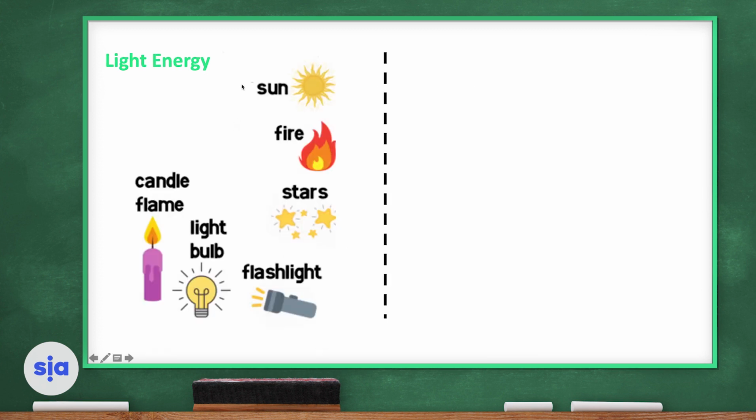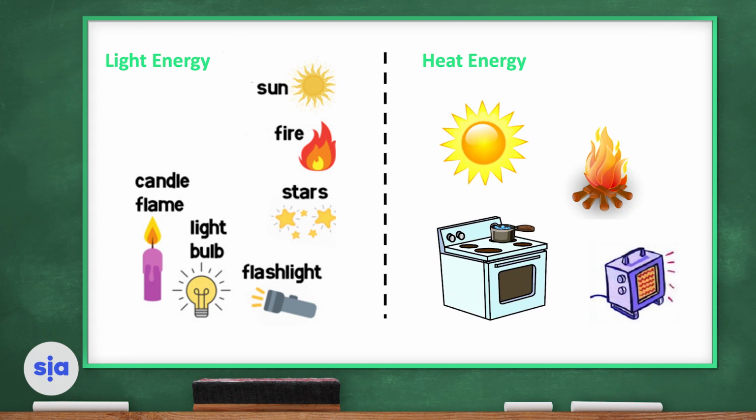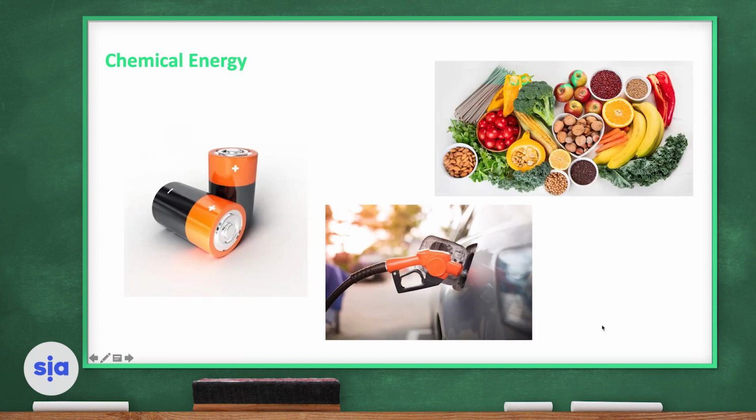Light energy. Light could be natural as the sun, stars, and could be artificial like campfires, flashlight, light bulb, candle flames. Heat energy, or in another word, we call it thermal energy. Can you see this picture? All these are examples of heat energy, whether this heat is natural from the sun or from a cooking stove or a heater.